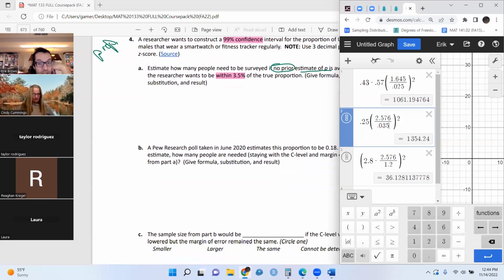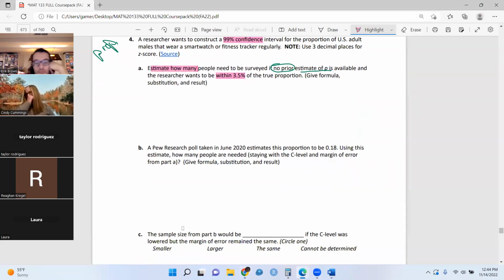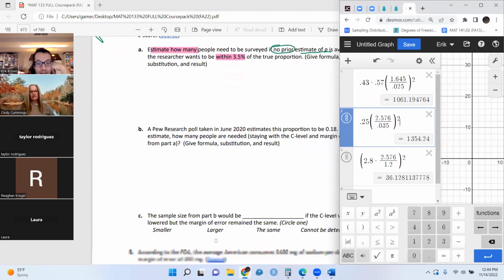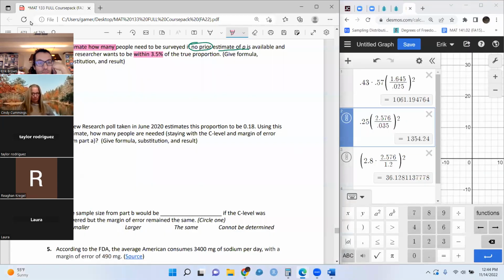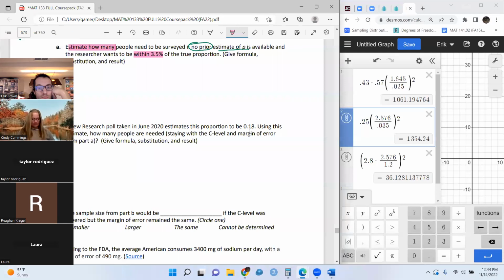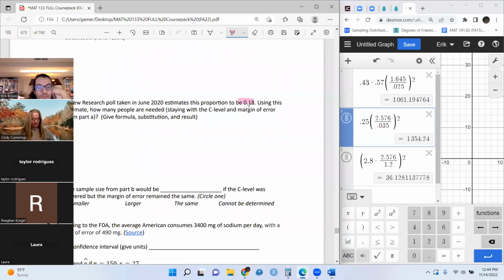Excellent. So B, what is that? I forgot to say what question we are being asked to do, and you all just nailed it. Estimate how many. All right. So B, how does that change things? It has a prior estimate because it was in June 2020. That's it. We stated a date. We said, hey, we thought the proportion was this.